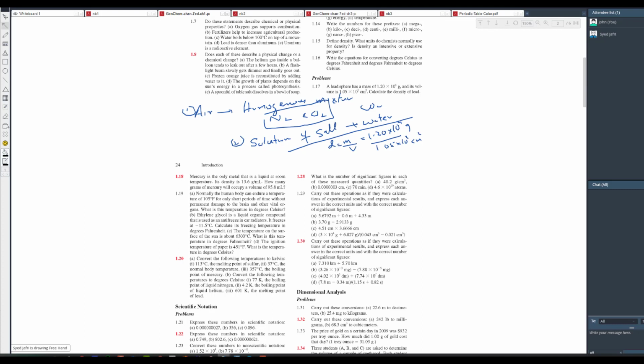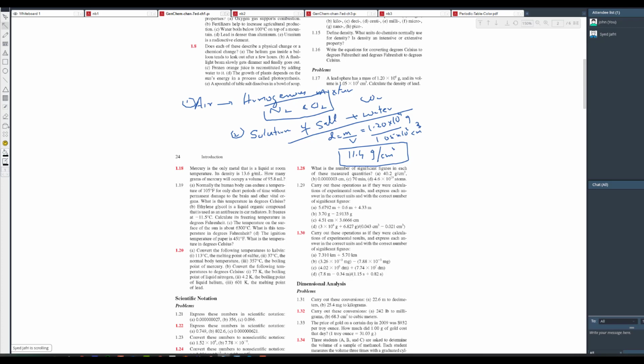Remember, centimeter cube and milliliter are the same thing. Both of them are 3 sig figs, so we keep 3. I'm getting 11.4 grams per centimeter cubed. Keeping 3 significant figures, grams per centimeter cube or per ml, that's the density. Is it clear? Yes, sir.